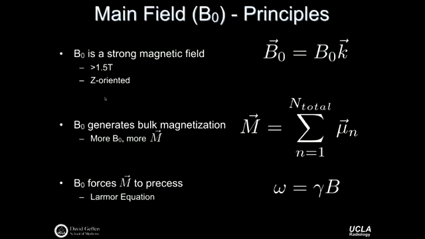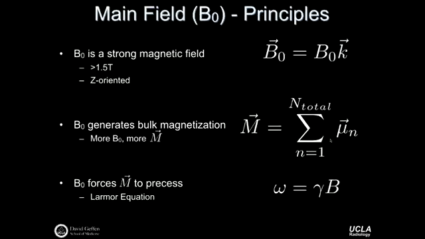Now, importantly, the B0 field helps us generate bulk magnetization, right? So the more B0 we have, the more bulk magnetization we have. And we'll see where that comes into play in a little bit when we talk about Zeeman splitting and we look at this so-called Boltzmann distribution of the spin system. What it really means is that the so-called bulk magnetization, this M vector quantity here, is really just the ensemble or sum behavior of a bunch of little magnetic dipoles.